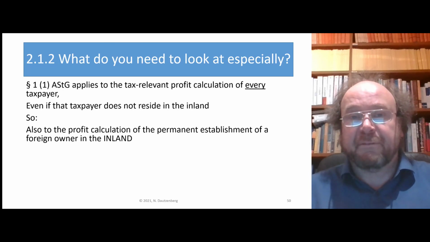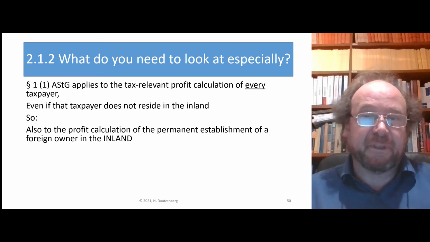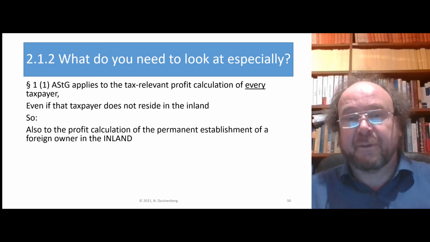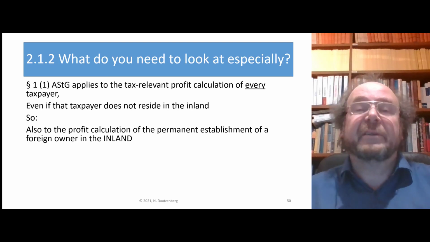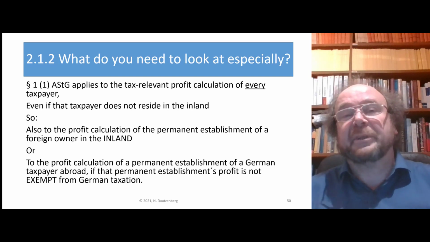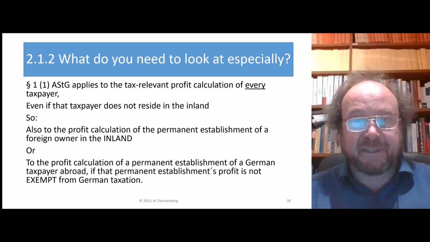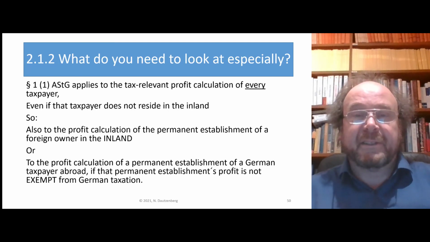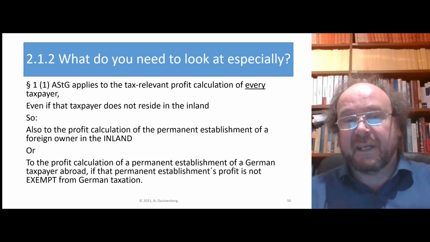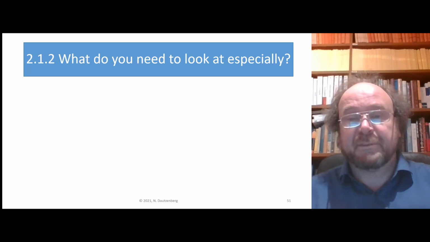So, for example, if you have a foreign taxpayer with a permanent establishment in the inland, and the permanent establishment didn't compute the tax profit according to market-conform conditions, then adjustment is possible. Or if you have an inland taxpayer with a permanent establishment abroad, and the permanent establishment abroad has calculated too low a profit, and that permanent establishment abroad is nevertheless still covered by German tax claims because it's not exempted under a double taxation treaty, might happen, then also an adjustment is possible.